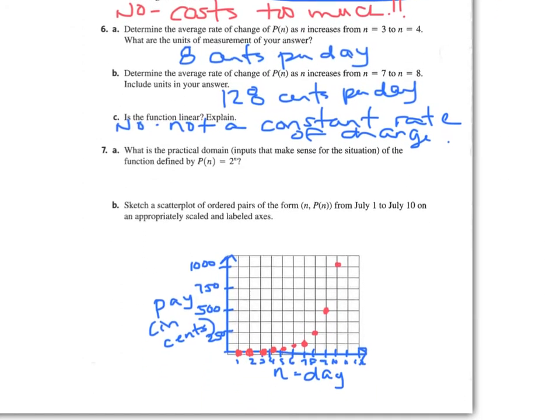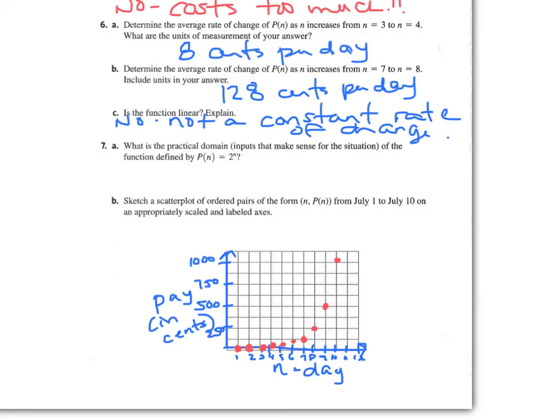So in this question, what's the practical domain? Remember, practical is what's going to work just for this problem. So this problem is just talking about the month of July. So we would only use n's from, so n could be anywhere from 1, the first day, to 31, just because there are 31 days in July.